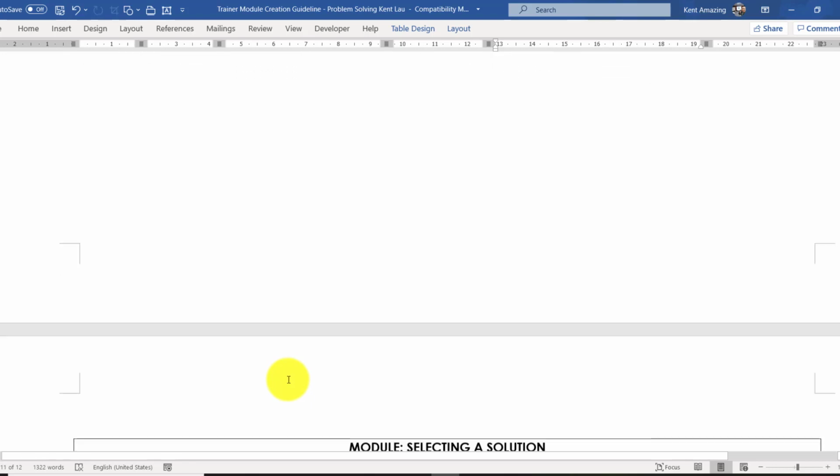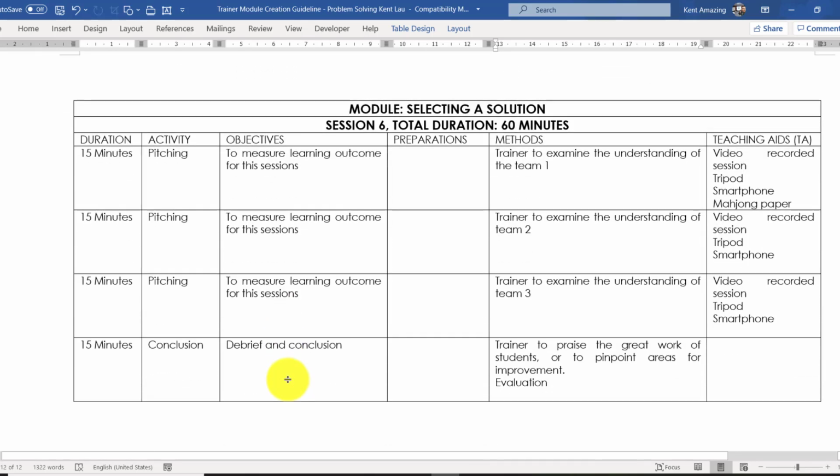The last session is selecting a single solution to pitch. Just imagine that you will win $1 million of venture capital. How do you win that pitch? We divide into 3 teams.